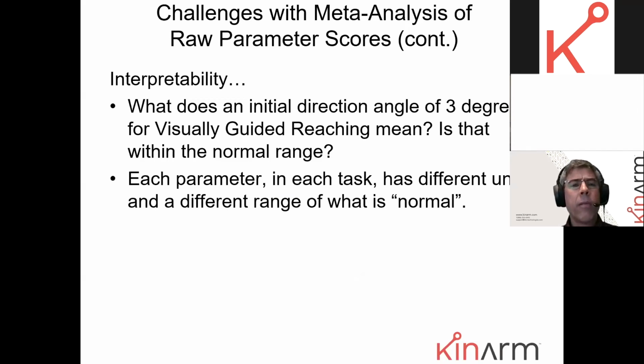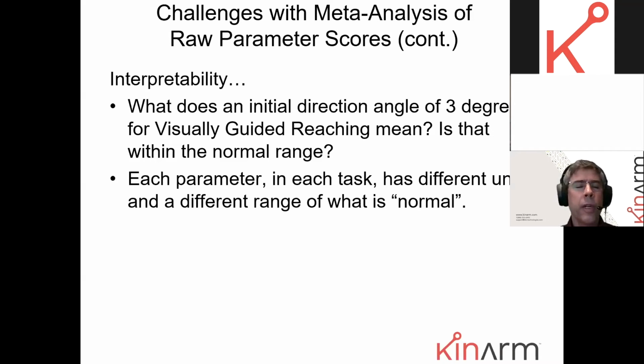A third problem, and this is not so much dealing with the numbers, but rather with interpreting these numbers, is what does it mean? So for example, if I were to look at visually guided reaching, and I think of the parameter initial direction angle, and I say, hey, this subject got 3 degrees. Well, what does that mean? How many of you know if that's good or bad?